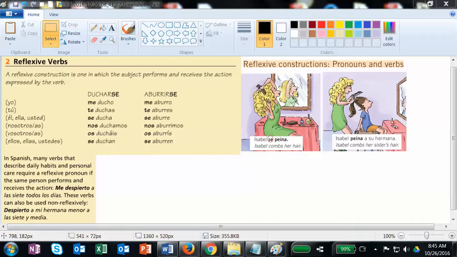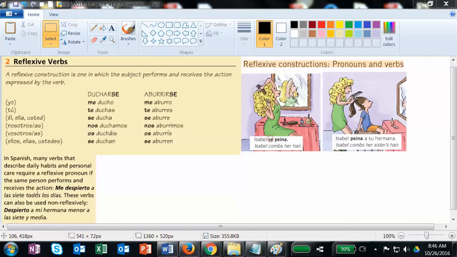Over here, however, Isabel is doing the combing, so she's the subject, but she's also the one who's being combed. So in addition to being the subject, she is also the object. And so whenever you do something to yourself, the verb takes a reflexive pronoun, okay? And in Spanish, many verbs that describe daily habits and personal care require a reflexive pronoun because these are often things we do to ourselves.